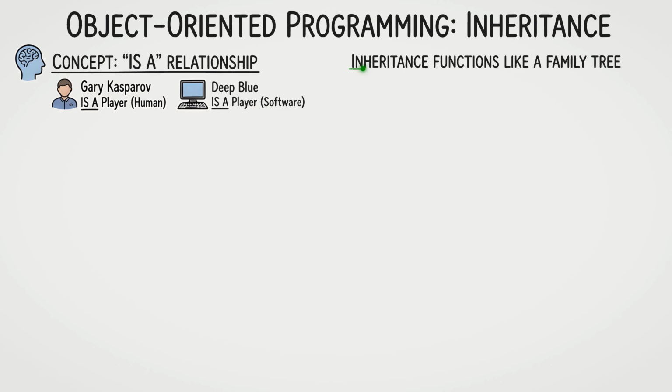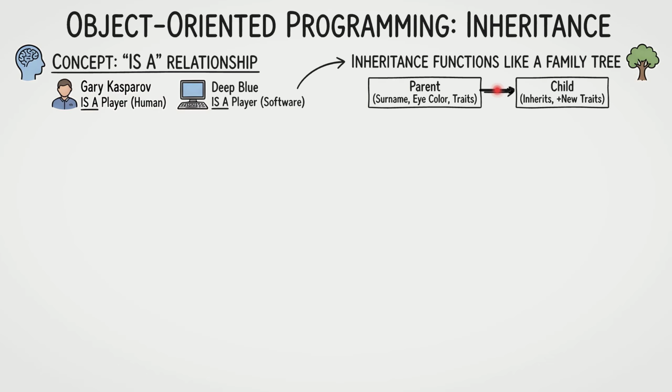Inheritance functions similarly to a biological family tree. Just as an individual might inherit traits like eye color from a parent, a class in programming can inherit attributes and methods from another class. This lets us define a general category and create specific versions without starting from scratch.